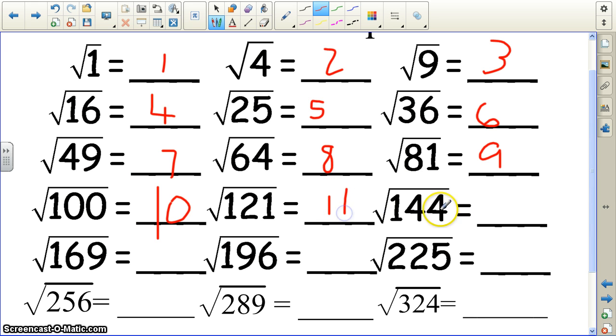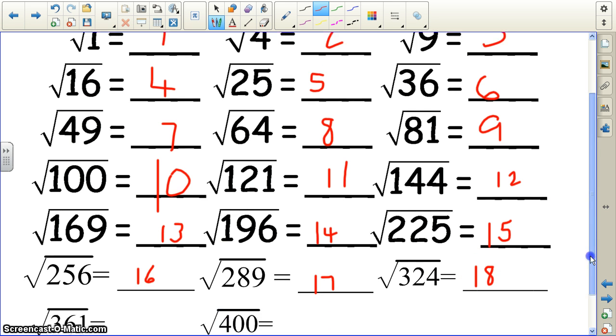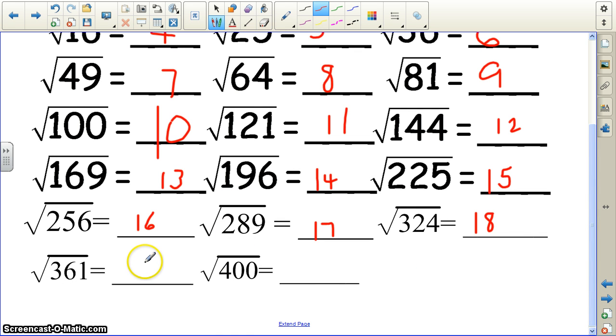121 is 11, 144 is 12, 169 is 13, 196 is 14, 225 is 15, 256 is 16, 289 is 17, 324 is 18, and I've got to scroll this down if you need those top ones, and you can pause it and rewind it. Square root of 361 is 19, and square root of 400 is 20.